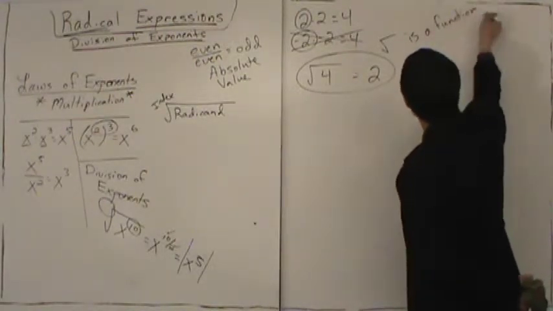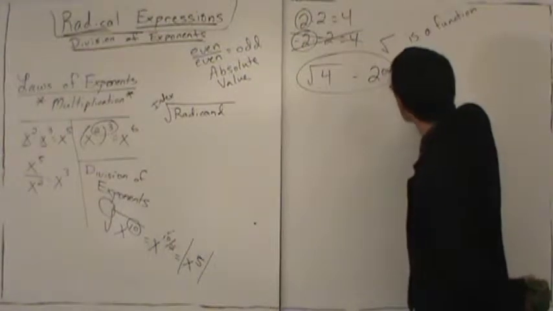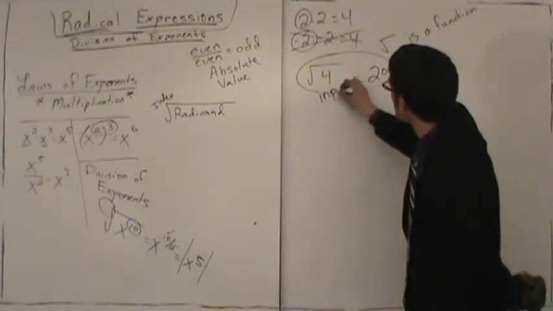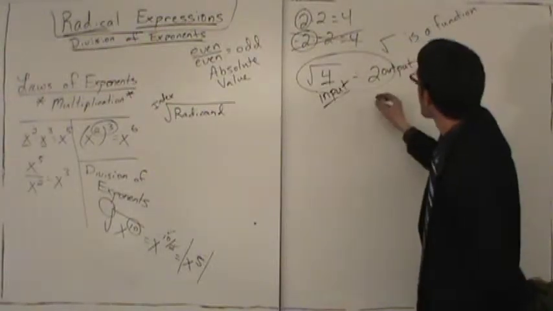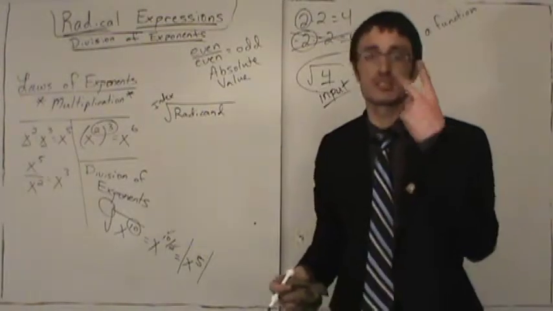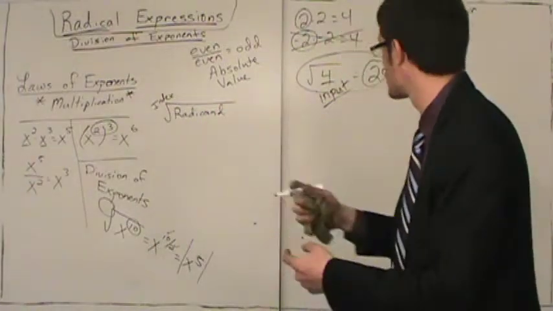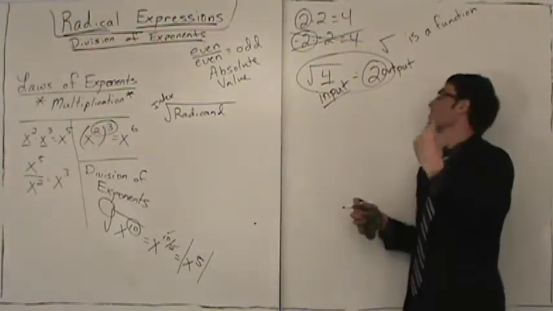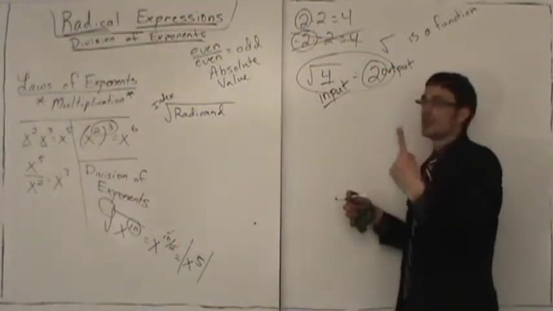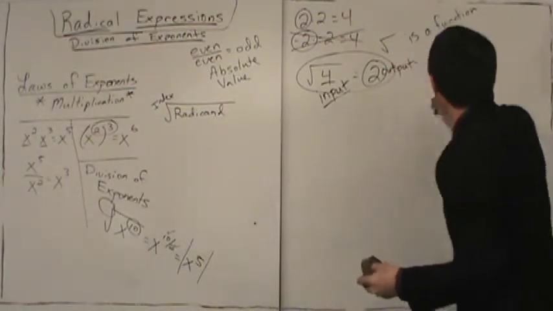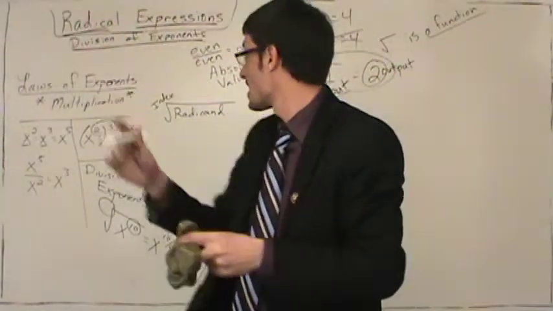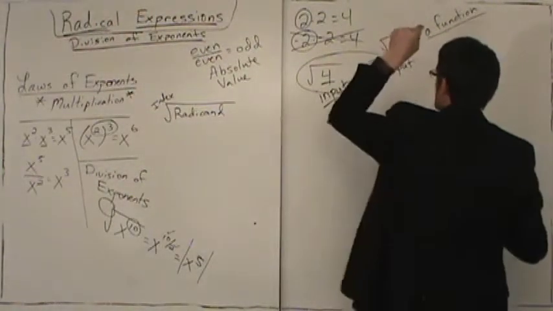Remember that we can only have one output for any input. Okay, so the input was 4, and the output was just 2, not 2 or negative 2. So if we put in 4, how many answers do we get? We just get one answer. Remember, one output or one answer results in what? A function. And if this is a function, it has application out there. So, square root of 4 is just what?